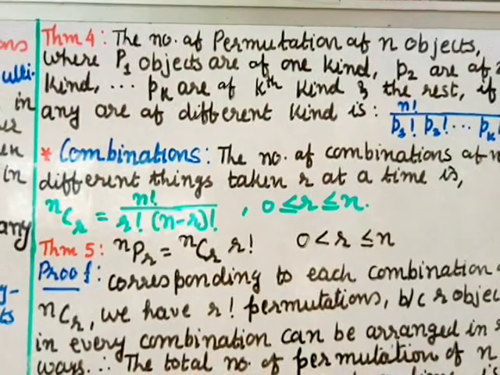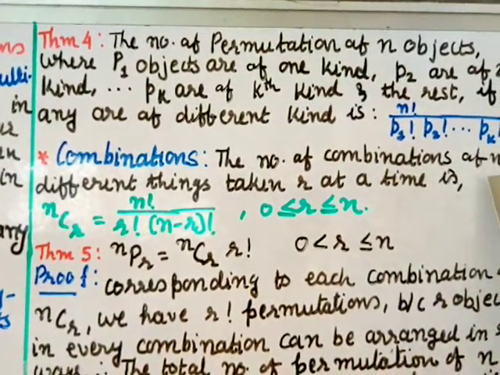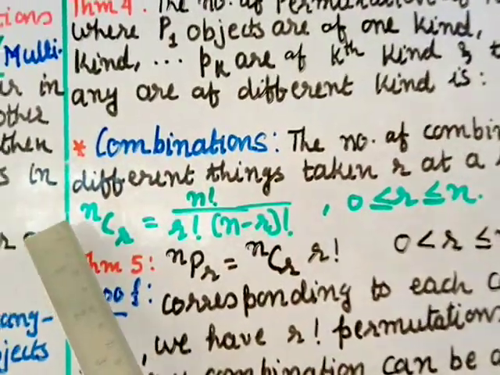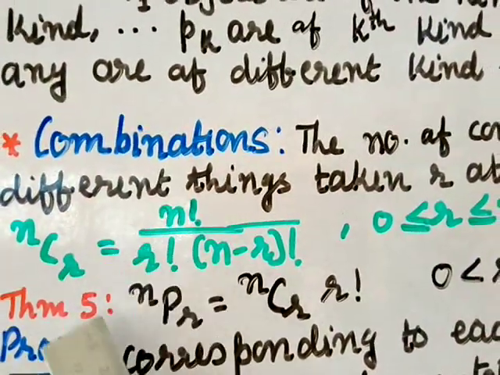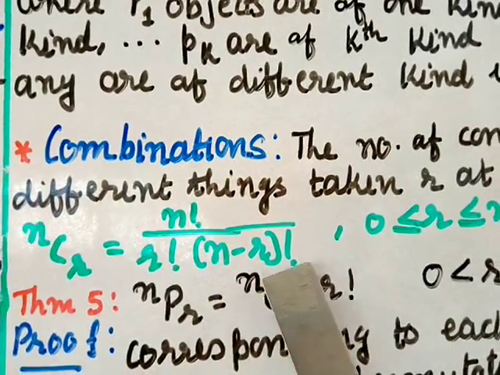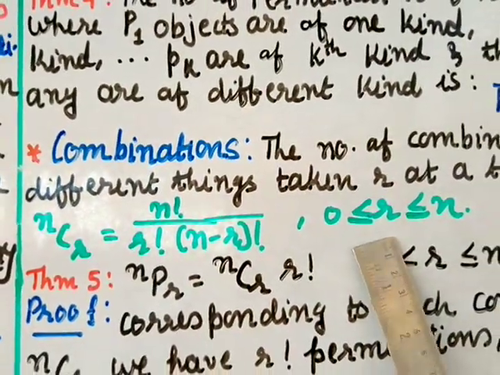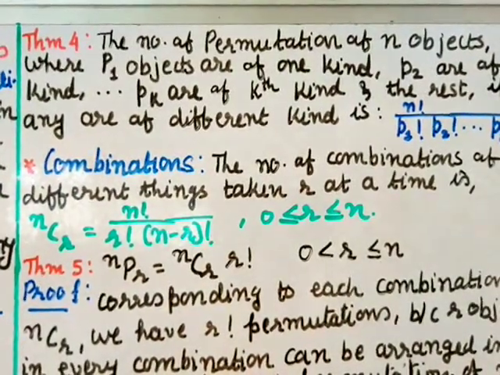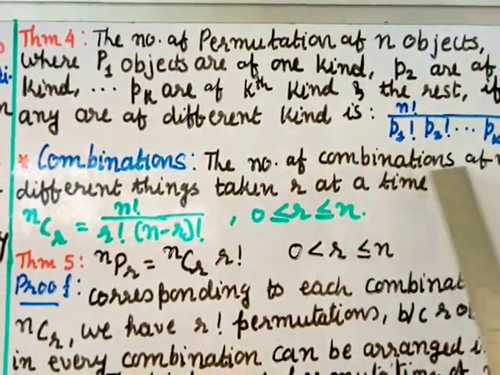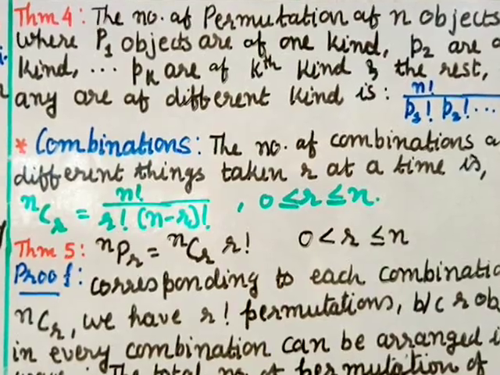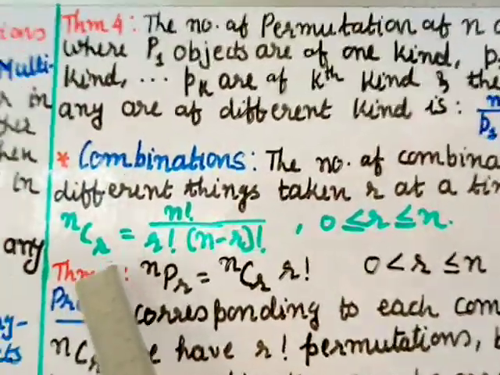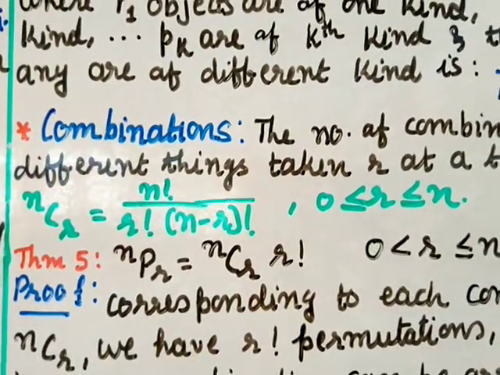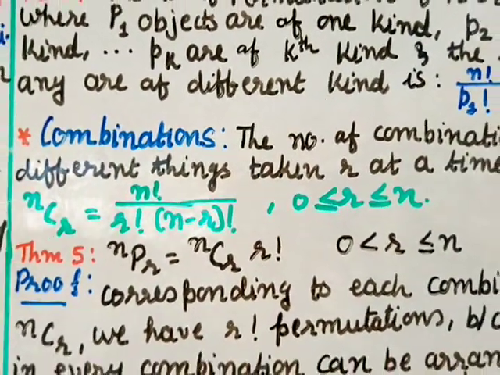Next we have got combination. The number of combinations of n different things taken r at a time is given by the formula nCr equal to n factorial divided by r factorial into n minus r factorial, where 0 is less than or equal to r less than or equal to n. So this is the definition or meaning of combinations.